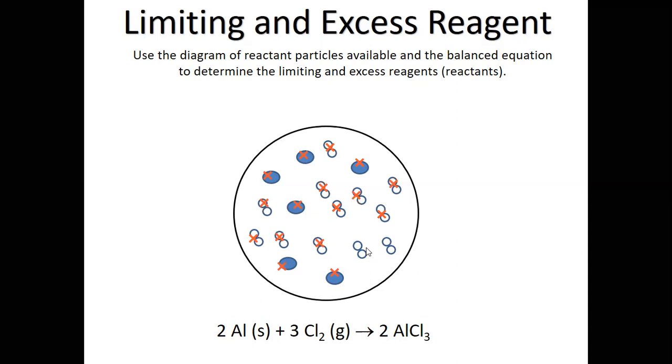So limiting and excess from the perspective of thinking about particles is a pretty simple thing to do. Unfortunately, you can't really see particles in the physical world. So this analogy kind of breaks down when we actually have to look at chemical quantities, things that are measurable. But again, we're going to label our aluminum as our limiting, which means our Cl2 or our chlorine becomes our excess. Again, limiting and excess have to be on the reactant side, never over here on the right side called the products.